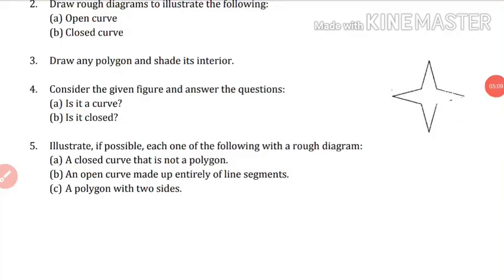So question number 5 is your homework. I have already explained that you need to draw with a pencil in your notebook.